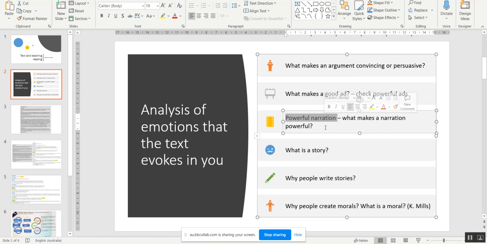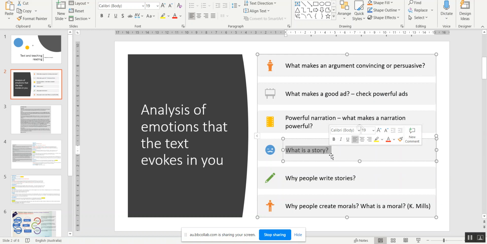Powerful narration. Okay, I'll come back to powerful narration, but basically, again, what is a story? And why do people write stories? What is a story? So you can arrange your five lessons around this purpose for students to learn.